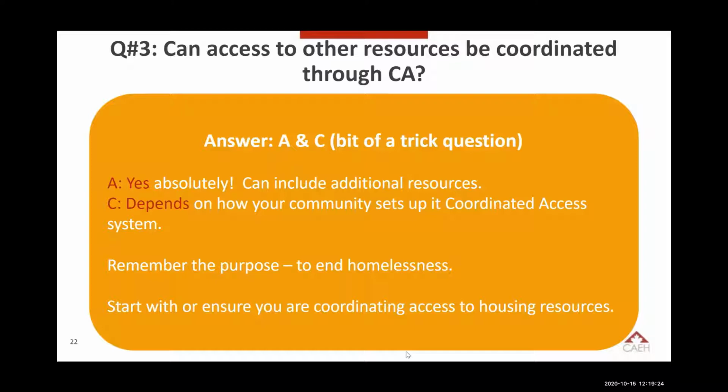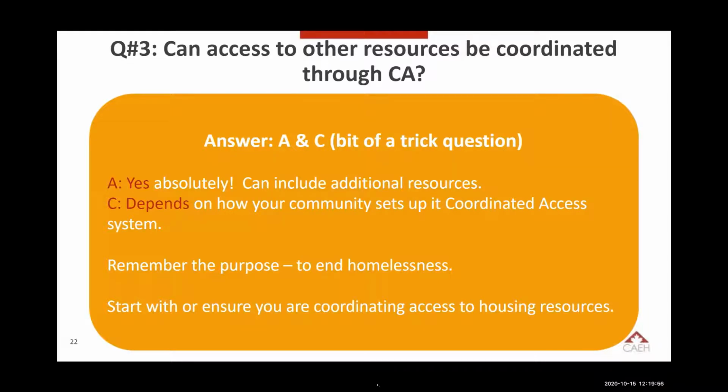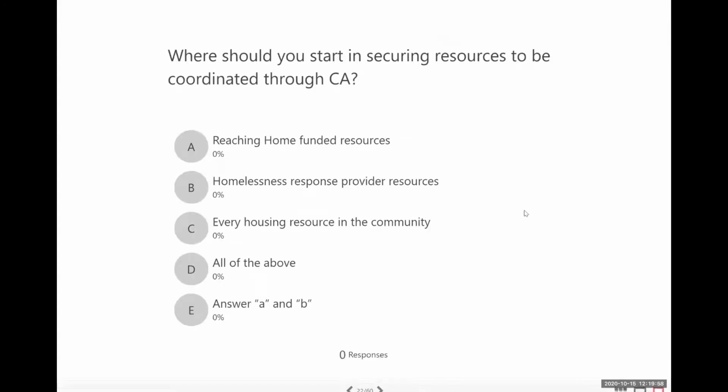Other resources to support housing stability could also be coordinated through the coordinated access process. So say if you had a food security program or a hoarding support program that dedicated those program spaces and brought those vacancies forward to be filled through coordinated access. But I think the purpose is to remember that we're looking for those resources being coordinated through coordinated access with the goal of ending homelessness. End homelessness, right? Yeah. So we encourage folks to start with those housing resources, but one of the questions people might have is where do we start? And that brings us to our next question.